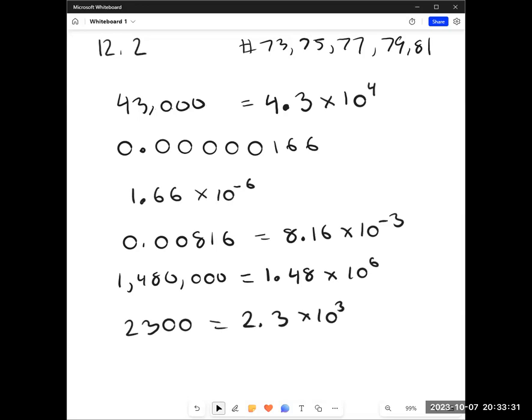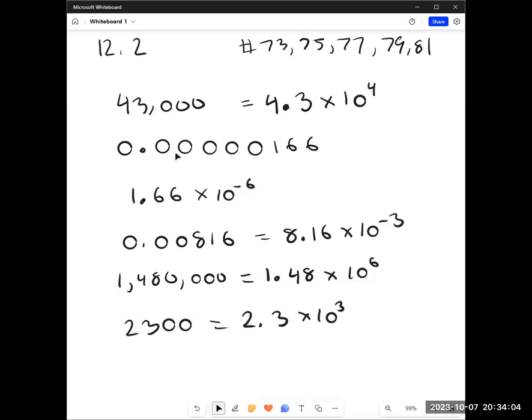You'll probably learn in science class, or maybe in quantitative reasoning, that these powers of 10 have some significance with place value. So times 10 to the sixth is millions. That's how I knew so quickly that this was 1.48 million, which is times 10 to the sixth. Likewise, times 10 to the third is 1,000. So this is 2.3 thousand.